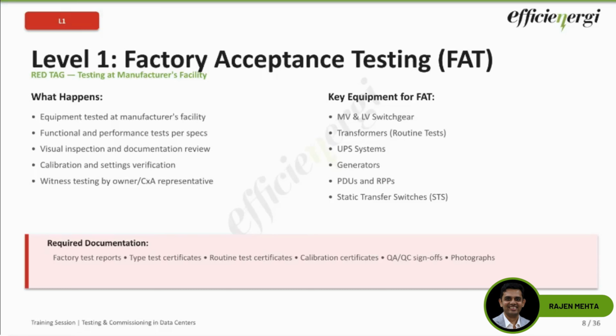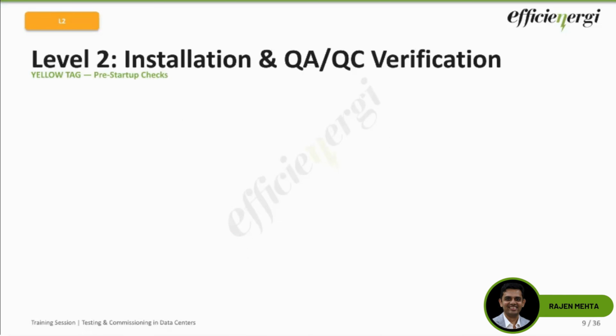So there is a humongous amount of documentation which is generated, and you might have 50 to 100 FAT reports for every kind of data center stage that you will have to track and organize. Now once the equipment passes FAT and arrives on site, that's when we move on to the L2 stage, the level 2 installation and QAQC verification stage, if you would call that.